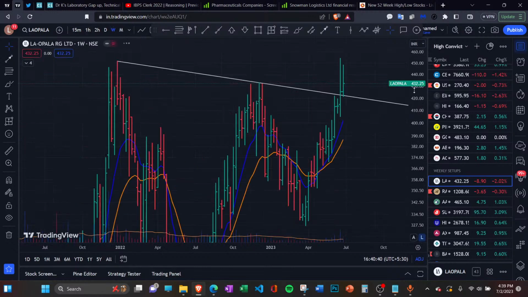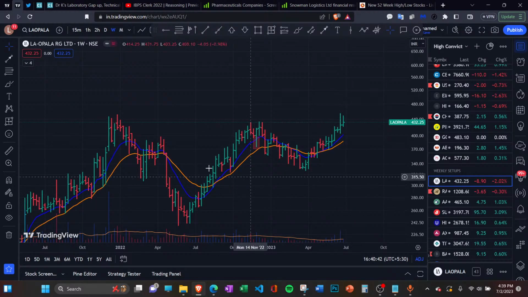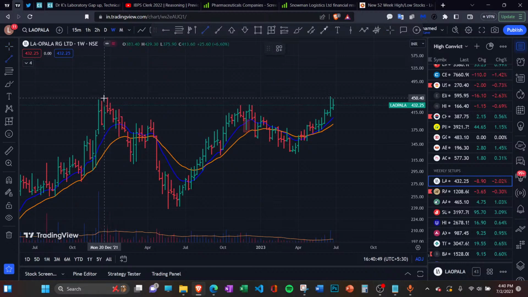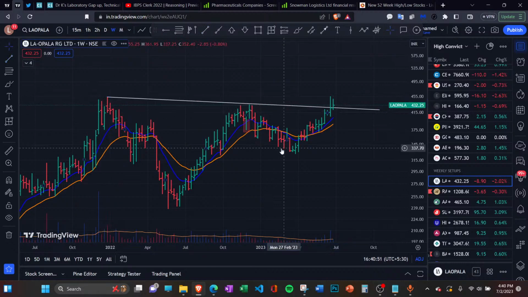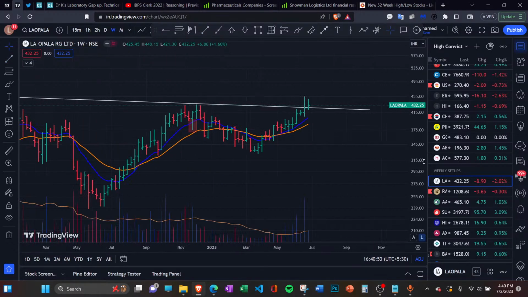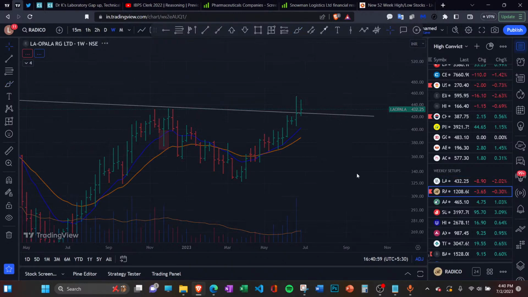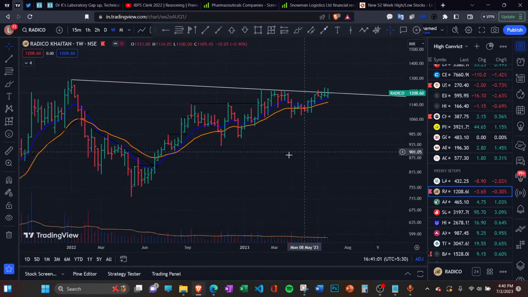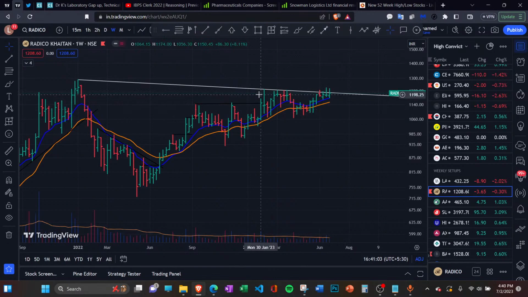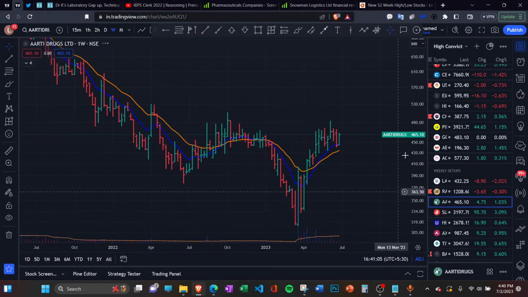Okay, so again, this is Laupala. You can clearly see it is forming a very big cup and handle on the weekly scale, right? And now it is forming a weekly inside bar, so that is even more bullish for me. If I look at Radico, again the same thing is happening, a big elaborate base on the weekly chart.